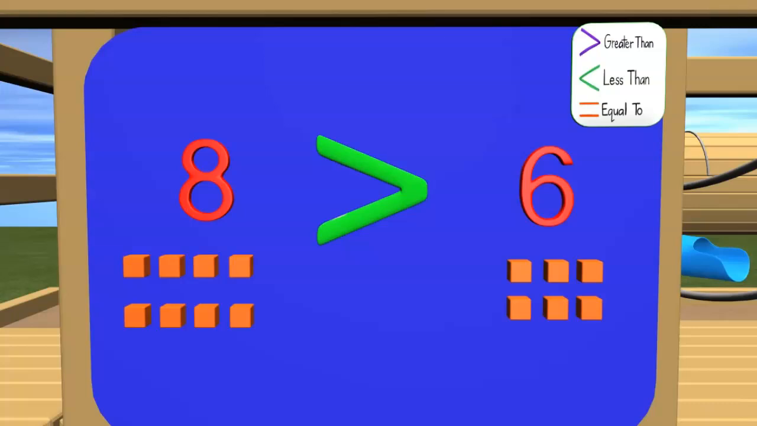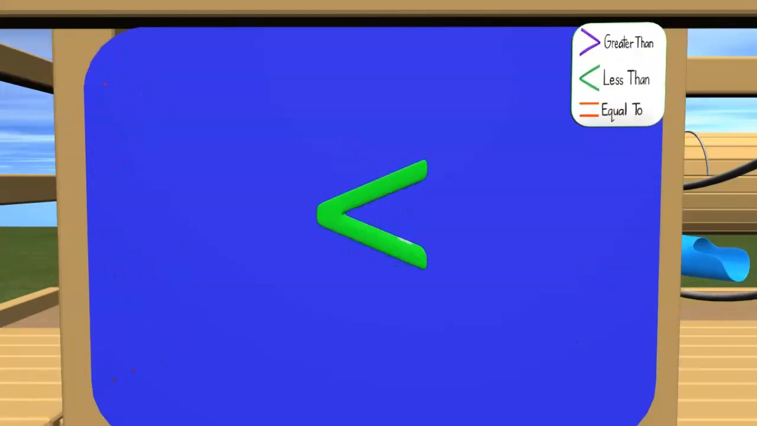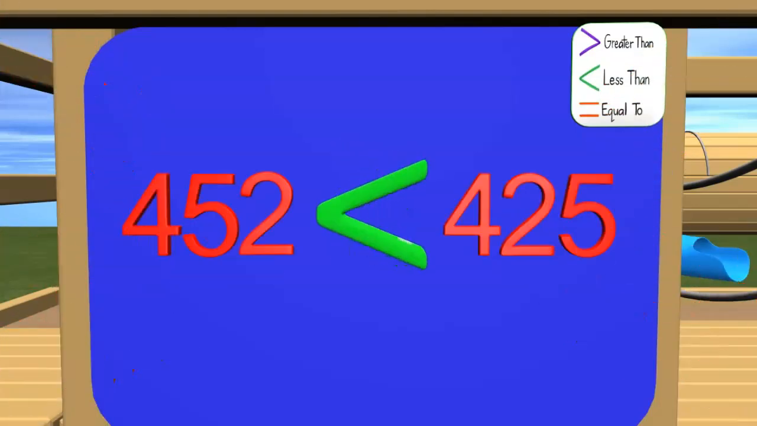Great job, guys! All right, now we can move into some bigger numbers. Okay, let's compare these numbers and see which symbol to use. Here we have the number 452 and the number 425. To help me compare, I am going to put the numbers on top of each other. I will put the number on the left on top and the number on the right on the bottom.